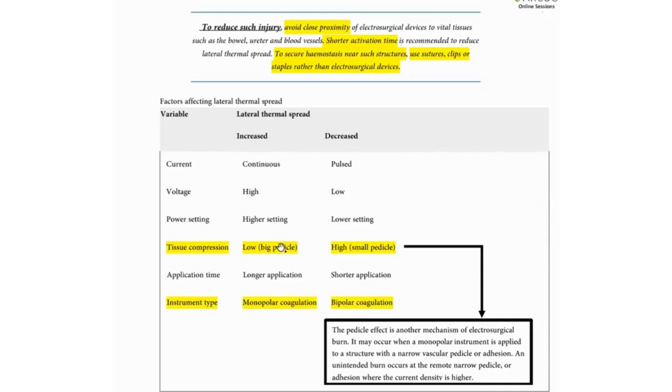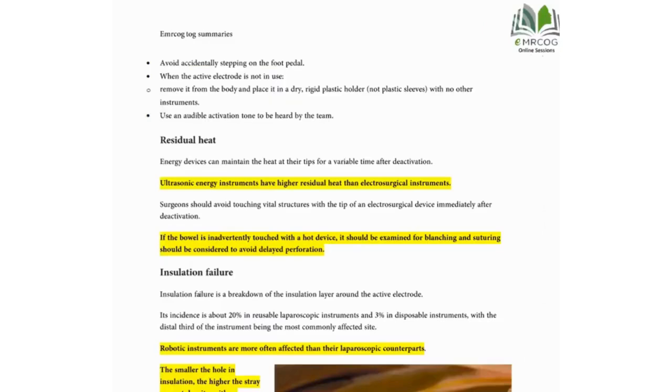So this is simply what tissue compression is. Very logically, if you have a high voltage, you are going to have a high risk of thermal spread. If you have a continuous current or many applications, you are going to have high thermal spread. Longer application, like here. Okay, what else? This is direct application.